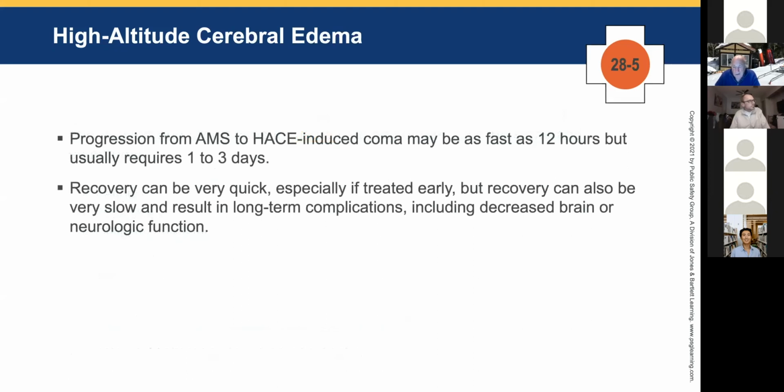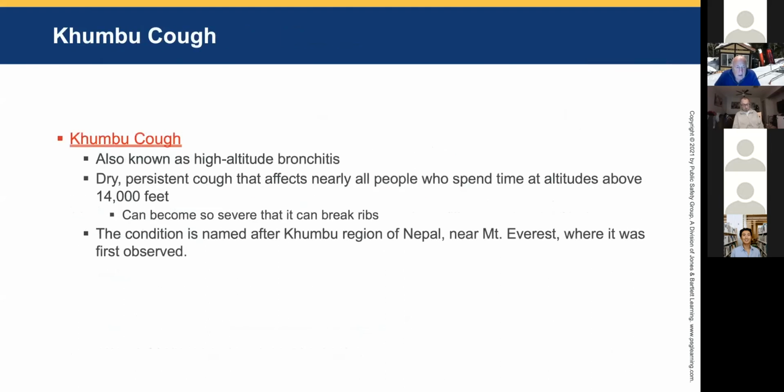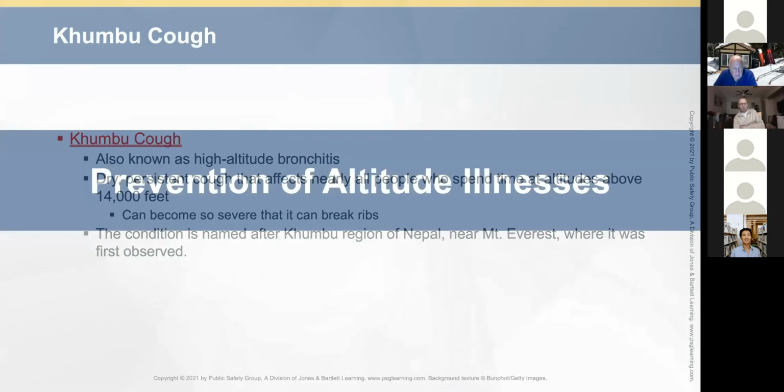I don't think you're going to see this at Lee Canyon. But again, when you take your OEC test and you're certified, it's very possible you may move to Colorado. You may be at a high altitude area. This is one, Khumbu cough. It's a new one to me, but it's also known as high altitude bronchitis. Dry, persistent cough that affects nearly all people who spend time at altitudes above 14,000 feet. The coughing can be so severe, it can break ribs. The condition is named after the Khumbu region of Nepal near Mount Everest, where it was first observed.